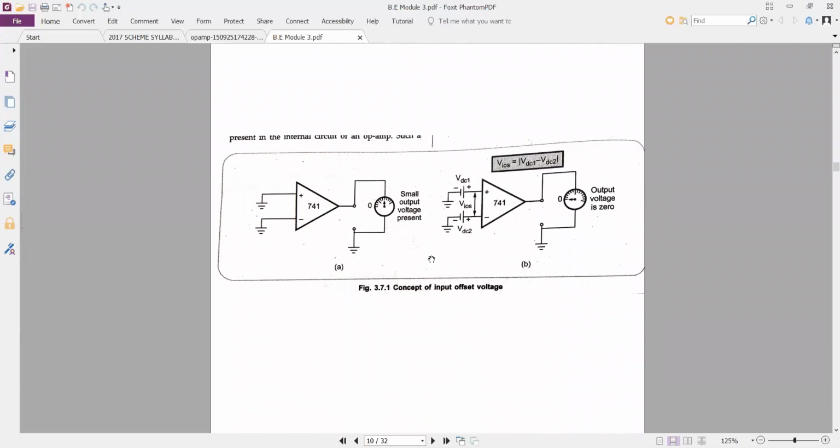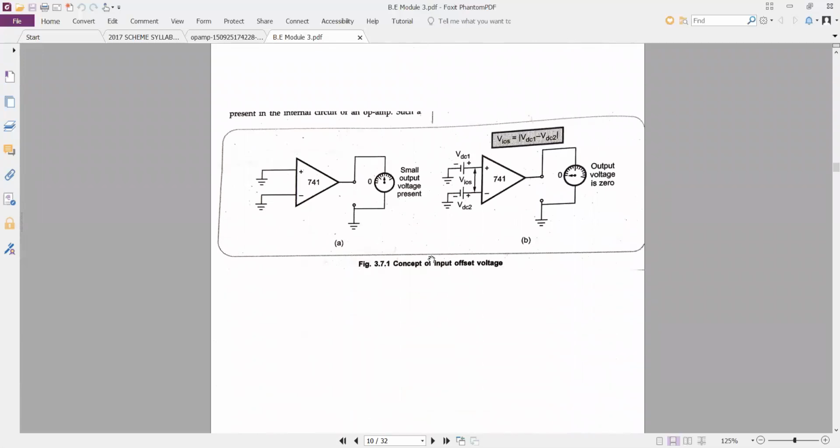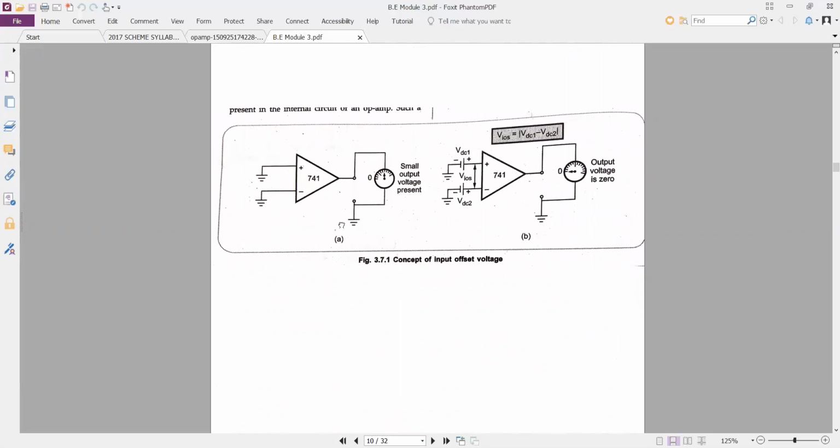In order to elaborate this, he has given some figures. You can see in figure A, we have the op amp 741 IC, and here we have connected both the input terminals to ground. Even though we have connected both the input terminals to ground, the output is showing some voltage. You can see the meter is not at zero, it is showing some voltage. The meaning is some output voltage is coming in.